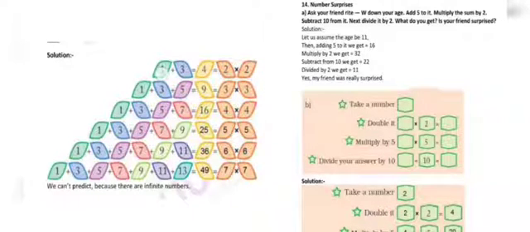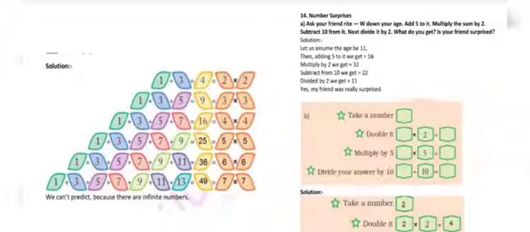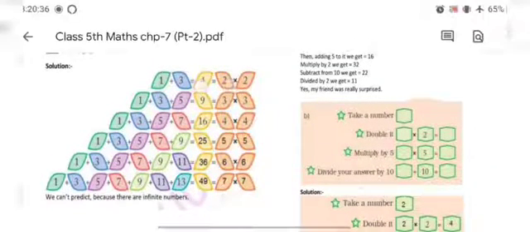where 1 and 3 are added. See, all odd numbers are added. How many numbers have you taken? 1 and 3. Only 2 numbers you have taken. So 2, 2s are 4. So both the answers are the same. If you add 1 and 3, the answer is 4. And if you multiply 2, 2s, the answer is 4.